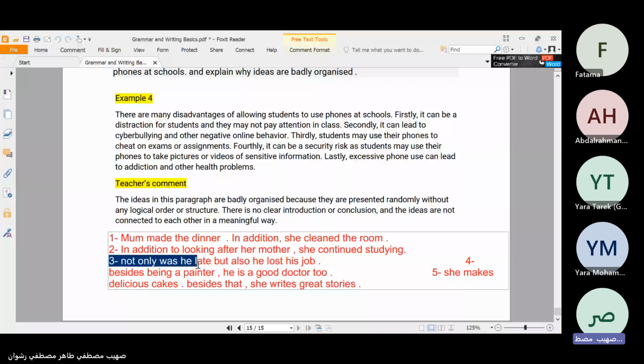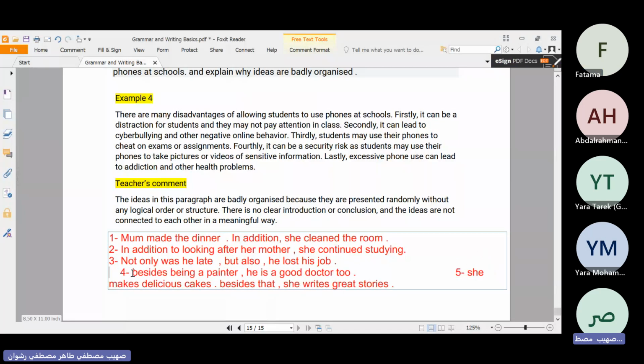Number 3. And it's capital as well. N for not. Not only was he late, yes. The comma. Where? Comma before but also, two commas here. He lost his job. Yes, thank you.